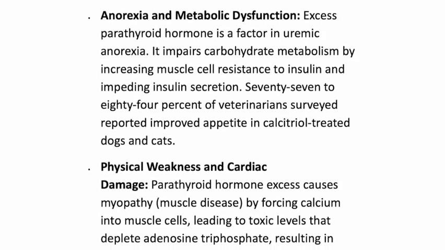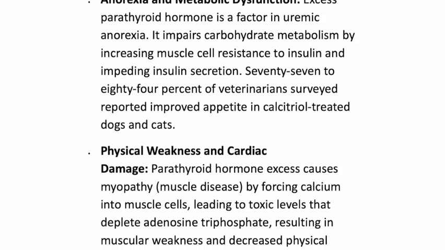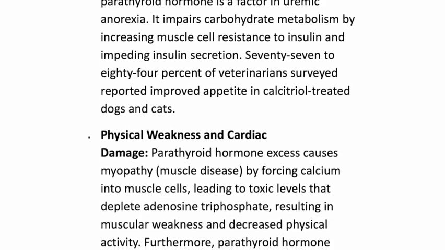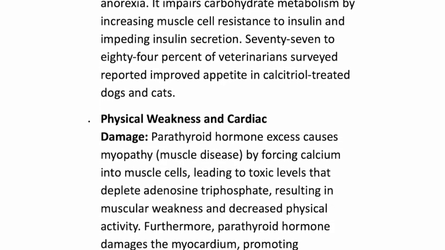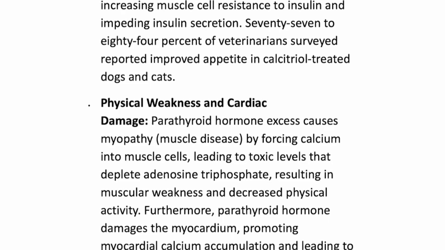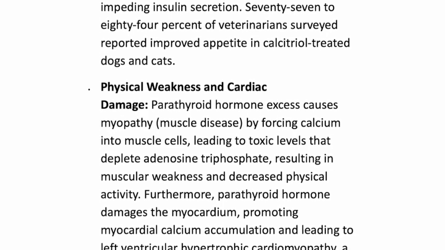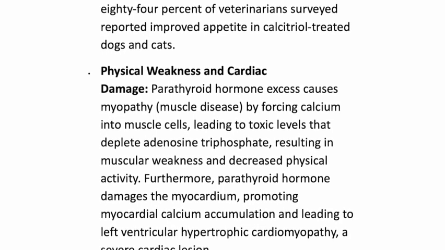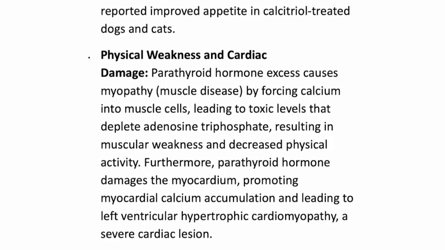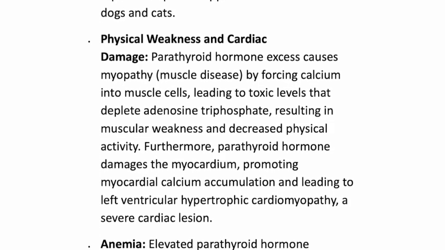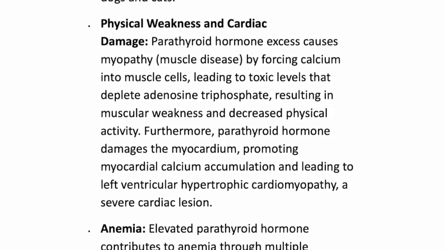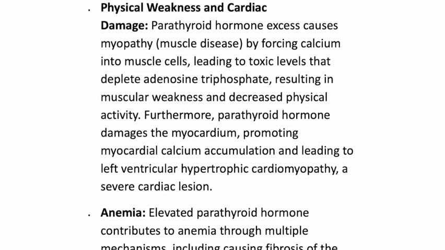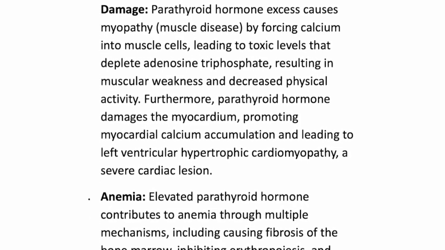Physical weakness and cardiac damage. Parathyroid hormone excess causes myopathy, muscle disease, by forcing calcium into muscle cells, leading to toxic levels that deplete adenosine triphosphate, resulting in muscular weakness and decreased physical activity. Furthermore, parathyroid hormone damages the myocardium, promoting myocardial calcium accumulation and leading to left ventricular hypertrophic cardiomyopathy, a severe cardiac lesion.